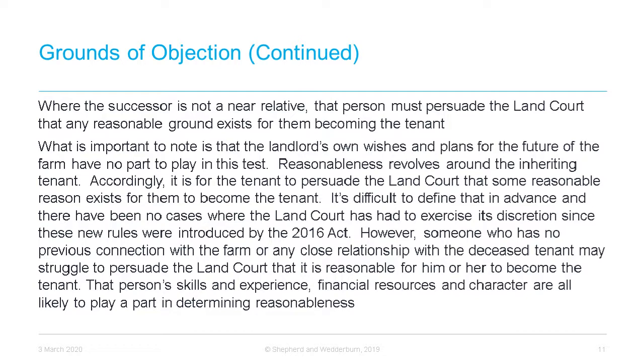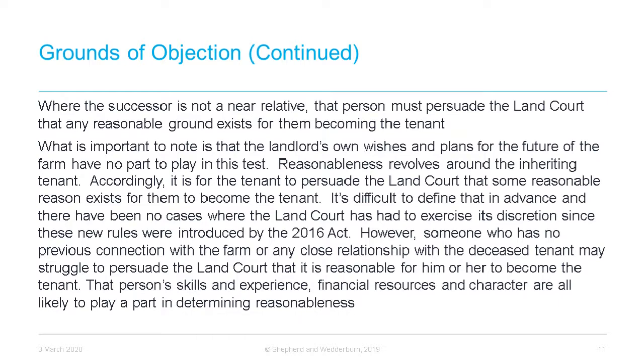However, where the successor is not a near relative, it's for the person who is inheriting the tenancy to persuade the land court that there is a reasonable ground that they become the tenant. Now, it's important to note that the landlord's own wishes and plans for the future of the farm have no part to play in this test. So the landlord isn't able to object to a succession on the basis that they have some sort of long-term plan to take the farm back in hand and so on.